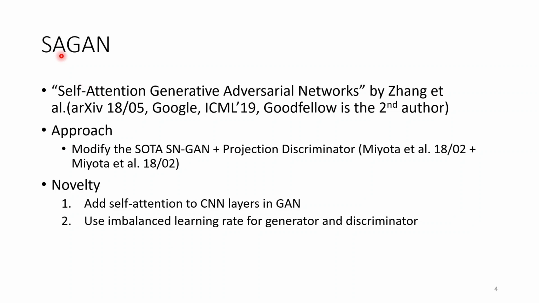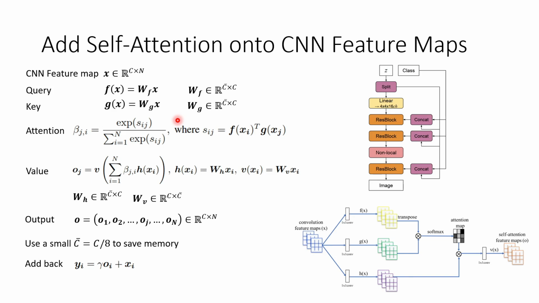SAGAN means S for self, and A for attention. The idea is straightforward. There are some existing methods, and self-attention in 2018 is a relatively new idea, and they just wondered what would happen if they applied self-attention to an existing state-of-the-art method.